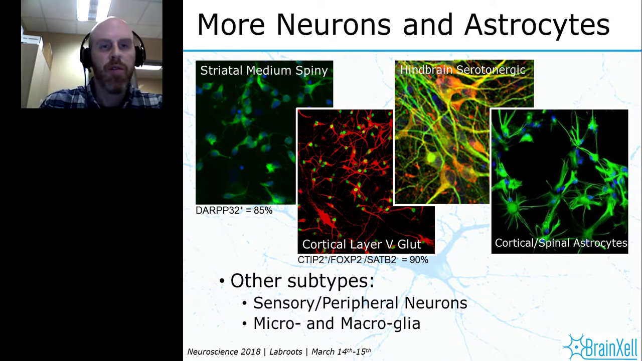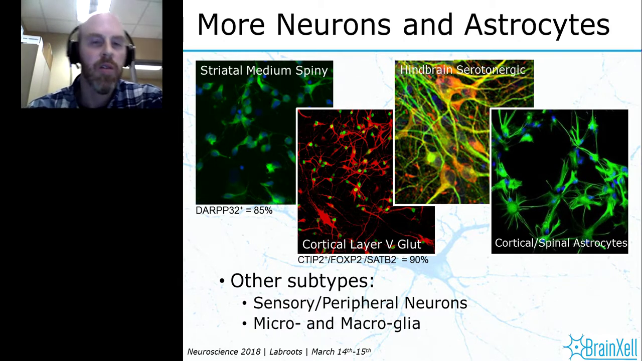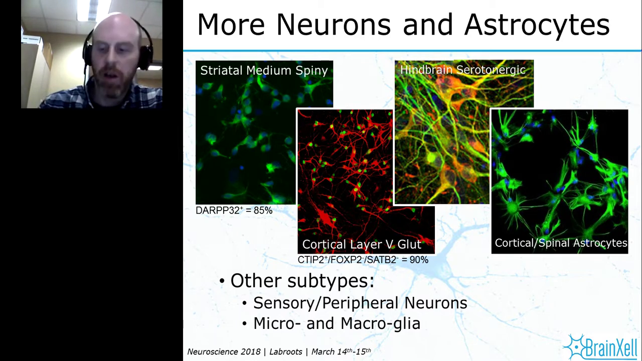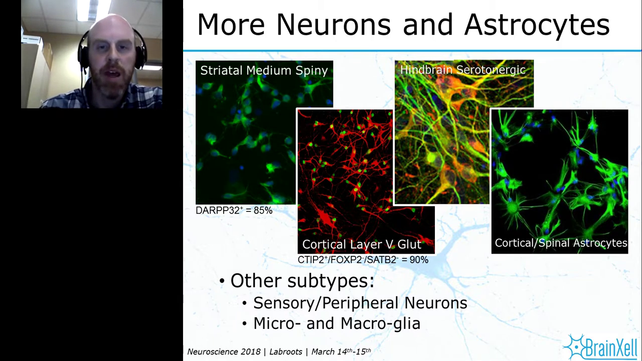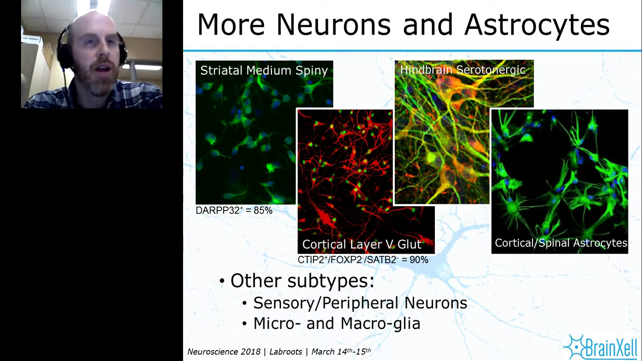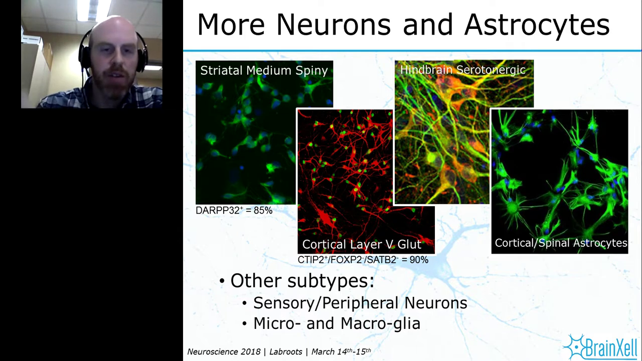The types I've talked about so far are more general types. We and others have begun to produce very specific types of neurons and astrocytes. So striatal medium spiny GABAergic neurons can be made, as well as layer-specific cortical neurons. So we can make very high purity layer 5 cortical neurons, which are involved in some diseases of the CNS. Hindbrain serotonergic neurons are another type that can be made that are not commonly encountered in this area. And as well, we can make cortical and spinal astrocytes. Again, many types are possible.